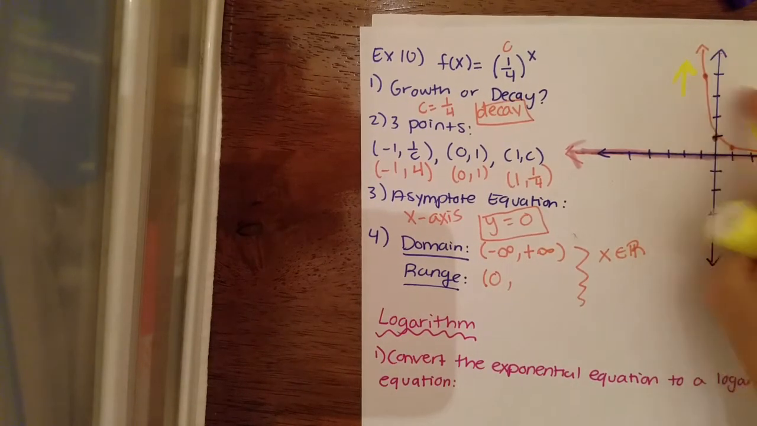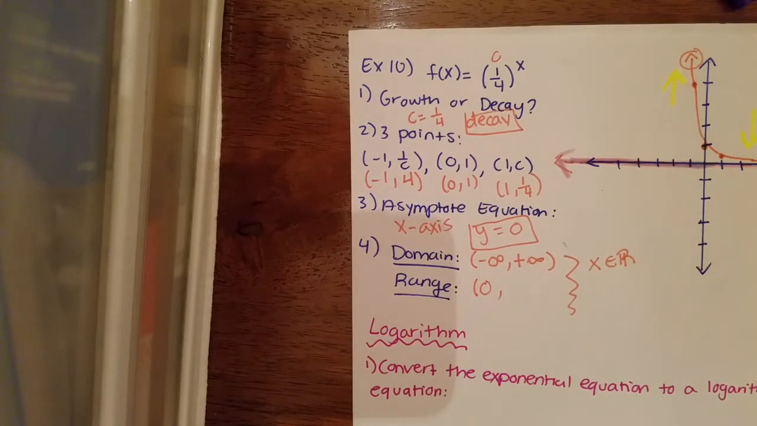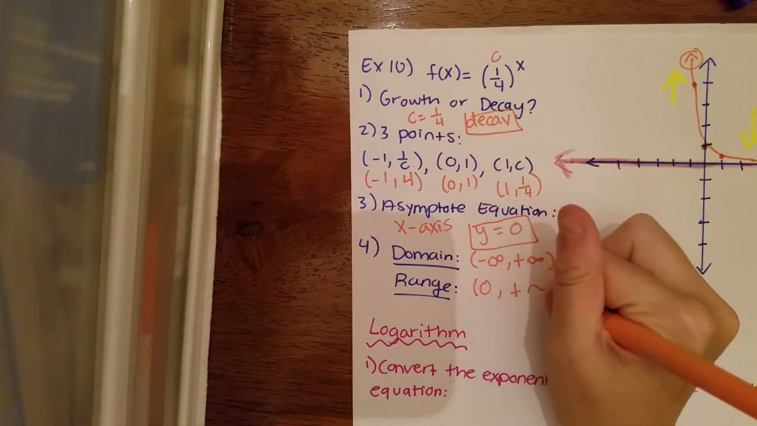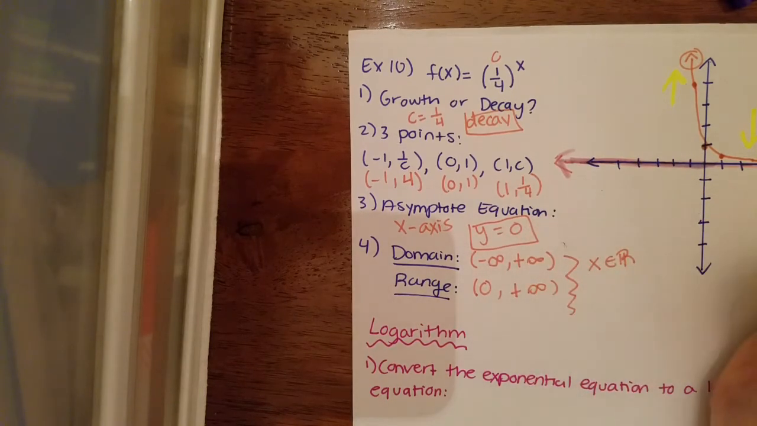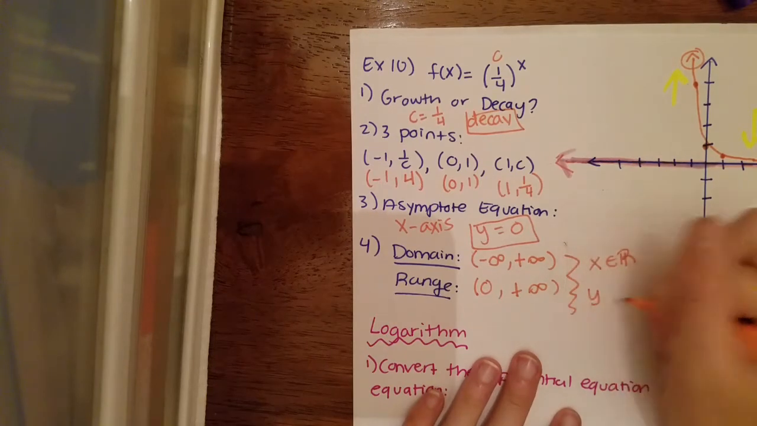Alright, and if you see here, that arrow right here is pointing up. So it's headed in the positive y direction forever. So this would go to positive infinity on the y-axis. Alright, then for our range, remember range always involves the y, so we'll start with the y.